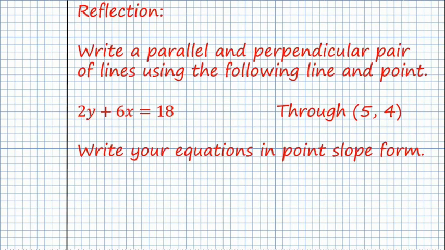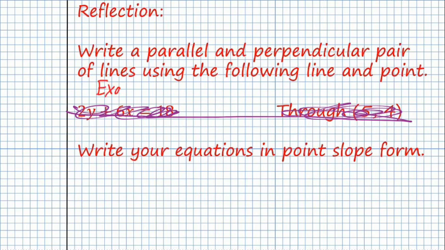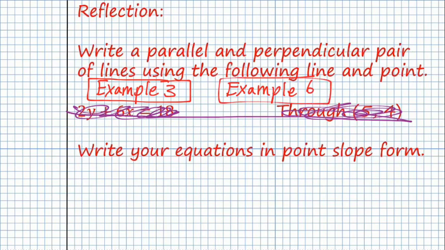So when you guys do your reflection, you know what guys, instead of doing this problem, I want you to go ahead and cross this out. This won't be our reflection today. And what I want you to do instead is finish example 3 and example 6. And I still want these in point slope form. So don't do this example, instead do example 3 and example 6.